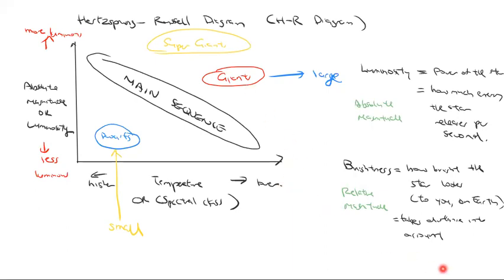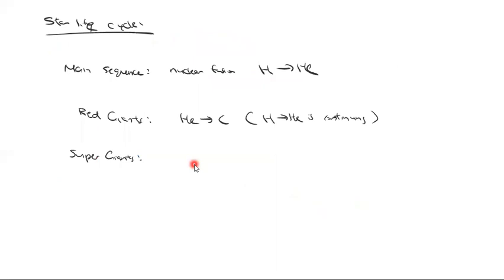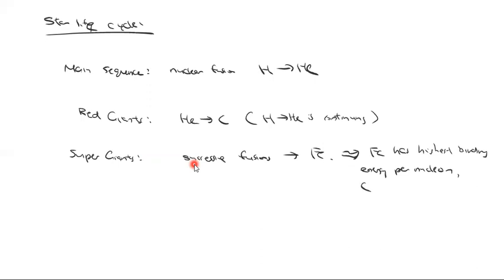Then your supergiants will be fusing, basically successive fusions, until iron. And this relates to the fact that iron, as far as your course is concerned, has the lowest binding energy, or I should say highest binding energy per nucleon. In other words, it's the most stable nucleus.